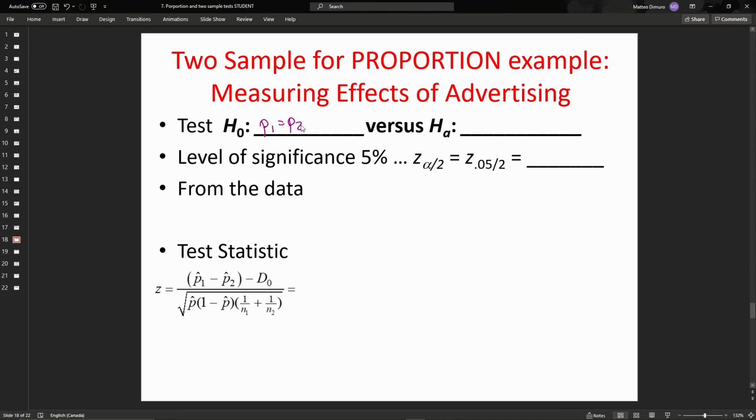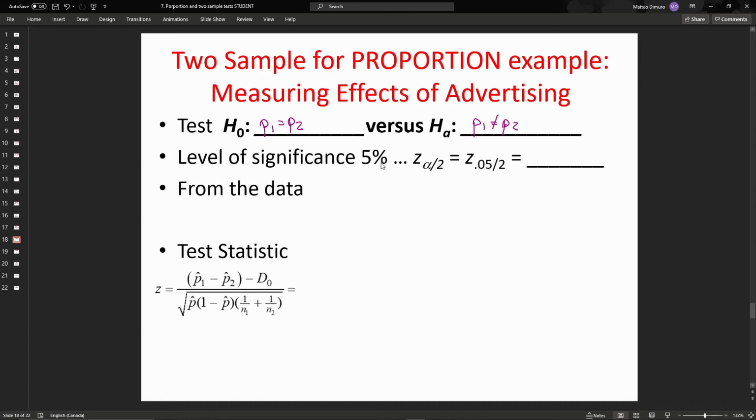And what is our HA? Well, again, it matters which one is which, right? What are you calling P1? What are you calling P2? It'll be clear from the numbers which one is which. So you don't necessarily need to say it, but we're going to say that P1 does not equal P2. I suppose if it's a two-tail test, it doesn't really matter which one you put on which side, but it'd be a little weird if you did P2 first.